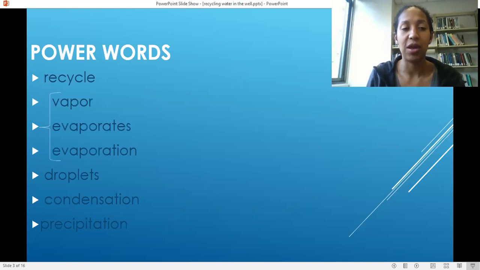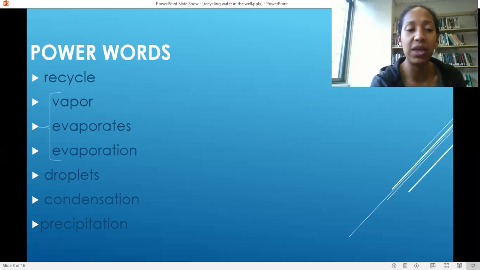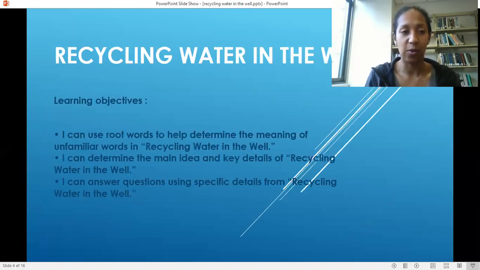I will also tell the students our next three words, which will be vapor, evaporate, and evaporation. I will ask the students to share with a partner what these words have in common. And if they tell me vapor, I will tell them that some of these words we will see in our readings. Then I will go over our learning targets, which are: I can use root words to help determine the meaning of unfamiliar words in Recycling Water in One Well.